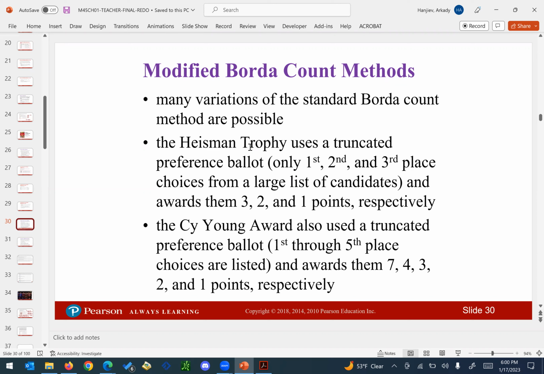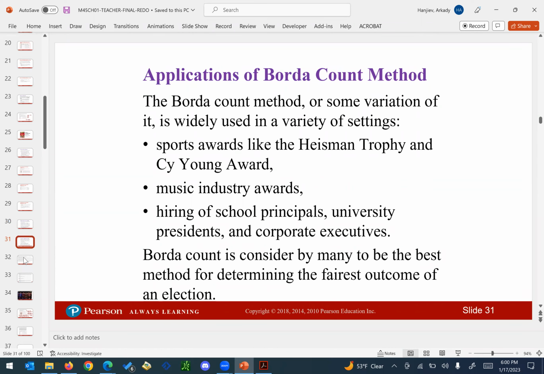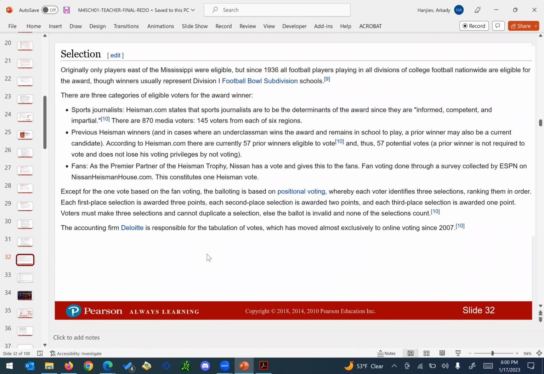The Cy Young Award, again, same thing. It's a truncated system of modified Borda method here. All right, and I put this on there. That was kind of cool here. Just some information about the Heisman Trophy winner. Did you guys know? Originally only players east of the Mississippi were eligible. Since 1936, all football players in all divisions. So the West Coast was not included in the counting of it.